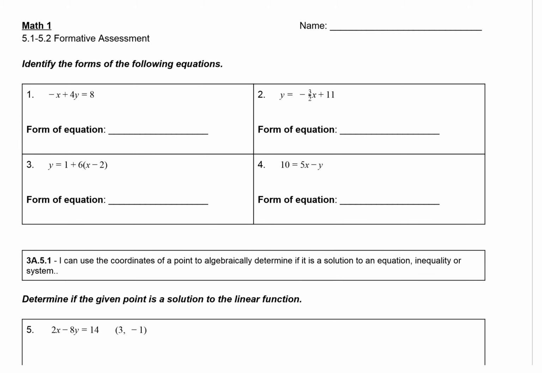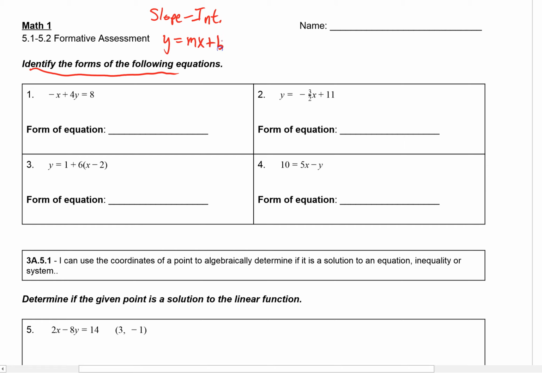Hi everybody, we're looking at the 5.1, 5.2 formative assessment, and just want to let you know you're trying to identify the forms of the following equations. You're not really solving for anything, you're just classifying them. Now, we had a number of them. We had slope-intercept. Slope-intercept was y equals mx plus b.